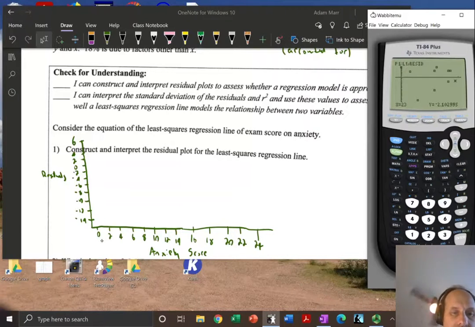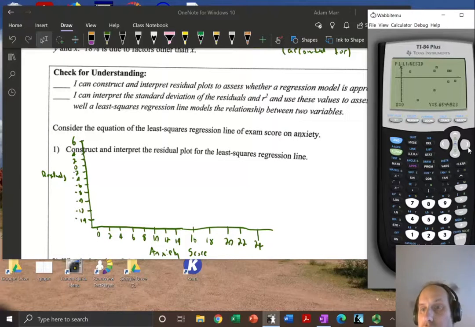Notice I already put the plot here. The X values we already knew were from 0 to 24. For the residuals, I looked at the lowest point, which was -13.3, so I did -14 there. The highest point was about 5.6, maybe a tiny bit higher, so I went up to 6. That should be fine.